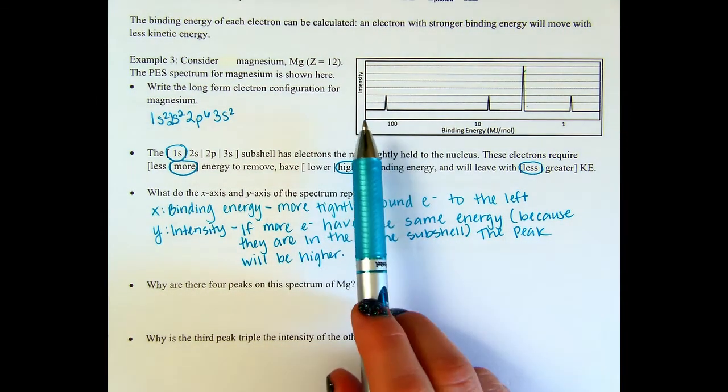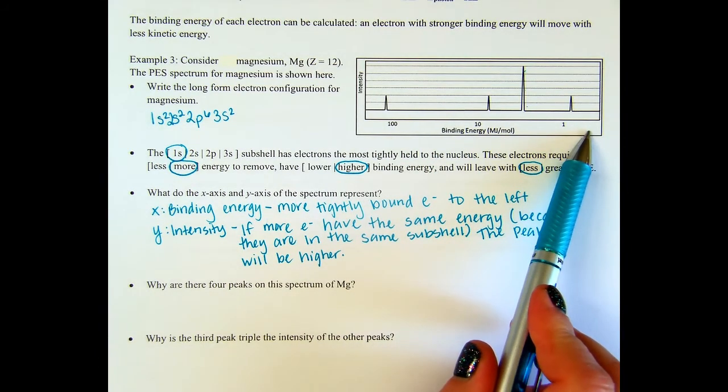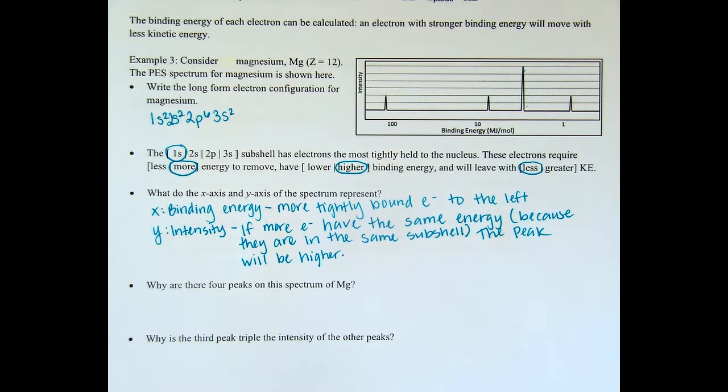Okay, so why are there 4 peaks in the spectrum of magnesium? So think about that, and then come back and check your work.